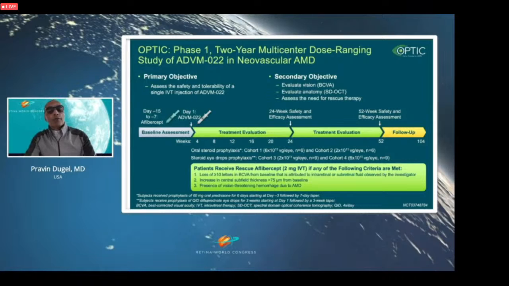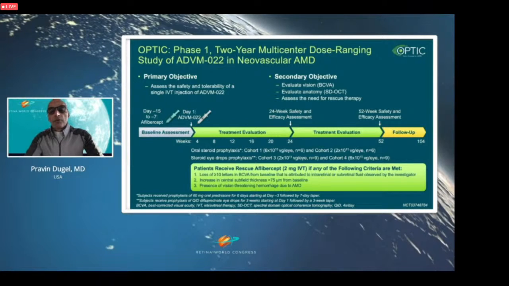You can see here the patients that are enrolled have been previously treated. There's a ramp-in period with Eylea or aflibercept, then there's the treatment, and there are pre-specified points of evaluation. What's important here is that there are four different cohorts. The dose is a little confusing because there's a high and low, not necessarily sequential, but very importantly, all of these patients had steroid prophylaxis.